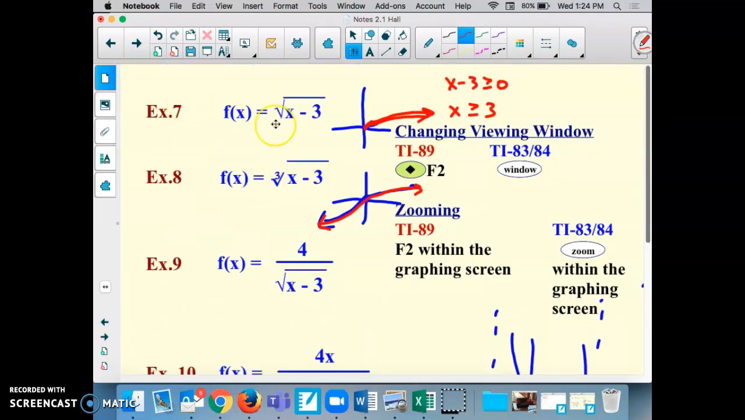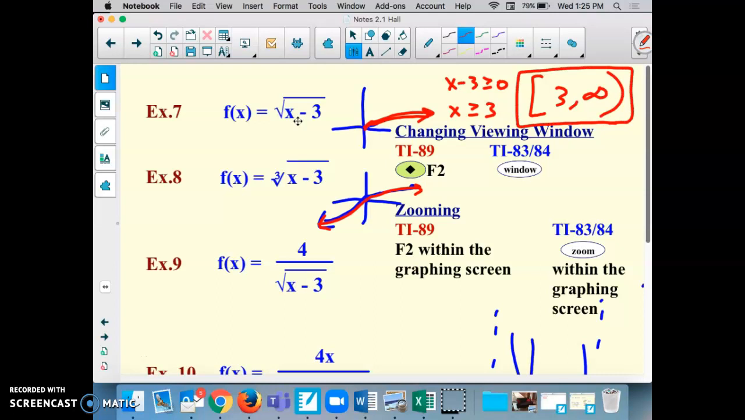Now we're on to roots. For even roots, X minus 3 is called the radicand. It has to be greater than or equal to 0. It cannot be negative. And so now in interval notation, x has to be greater than or equal to 3, so I will put a bracket, 3 to infinity with a parenthesis. Final answer.